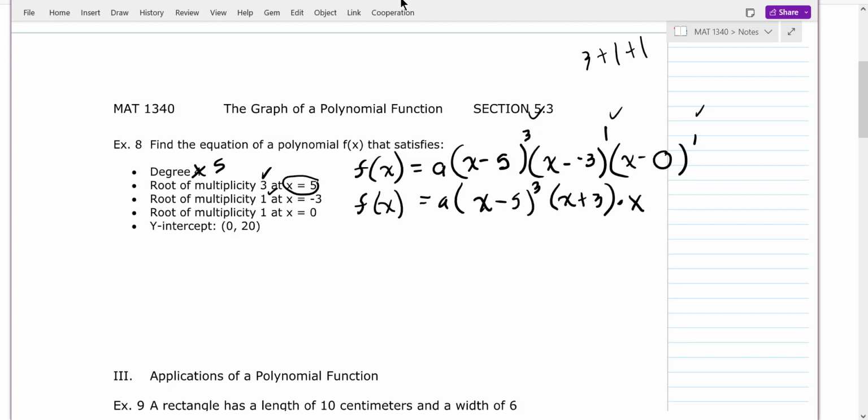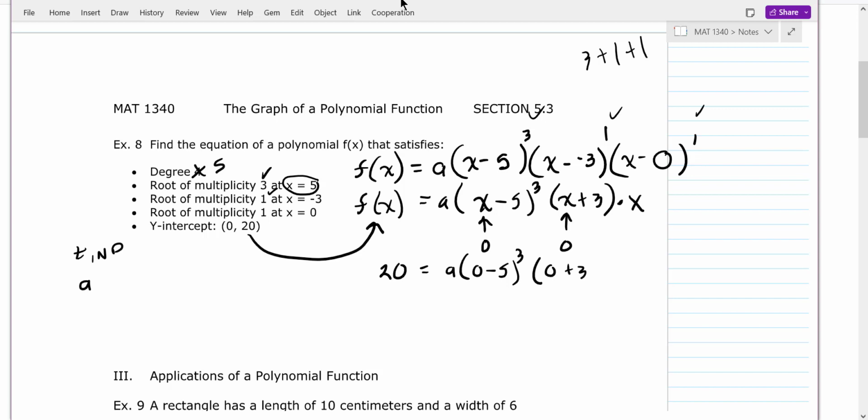Now what we need to do is find a by using this y-intercept. So what we're going to do to find a is plug the 20 in there, and everywhere you see an x, you're going to put in the 0. That's the same thing I did on the previous problem. So now when we put this together, you want to write down what we have. We have 20 is equal to a times 0 minus 5 to the third times 0 plus 3 times 0.